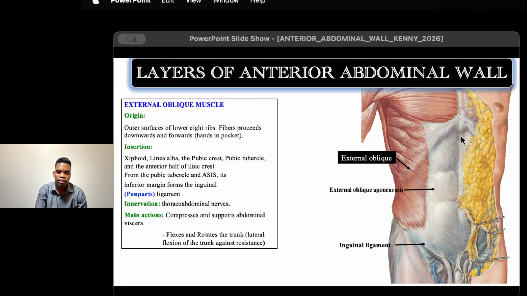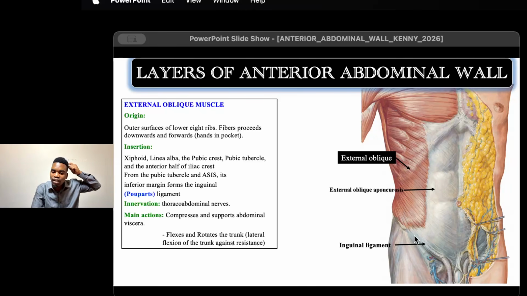What is the insertion? This muscle is going to insert into the linea alba. From the xiphoid process, the linea alba, it is going to insert into the pubic crest and the pubic tubercle, and then it's going to insert on the anterior half of the iliac crest here, until the iliac crest. We're going to see later how it forms part of the inguinal canal and inguinal ligament.